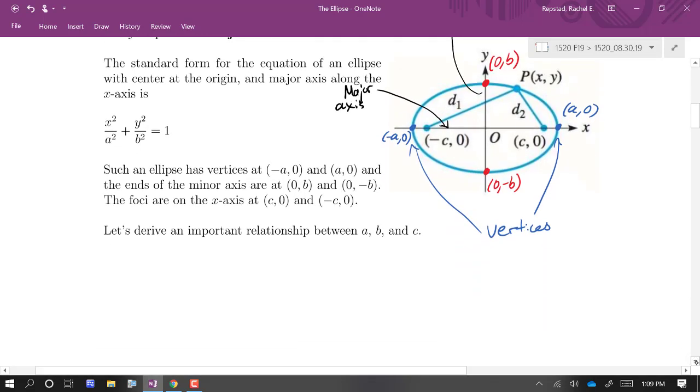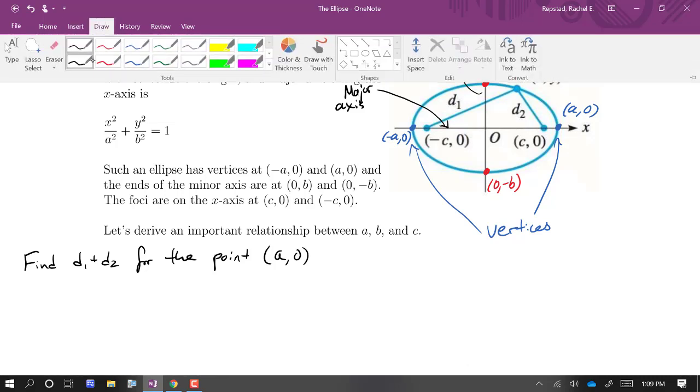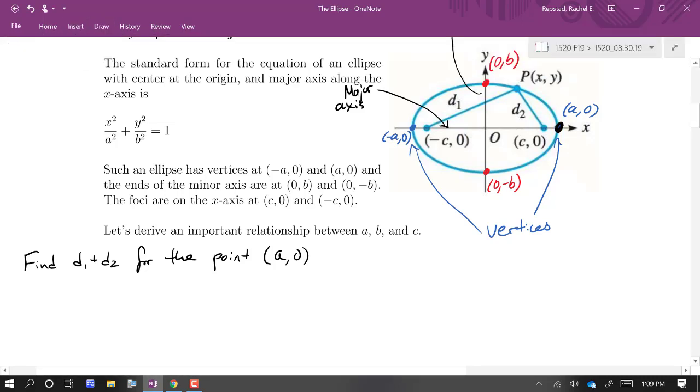So first, we know what makes something a point on the ellipse: the sum of the distances between that point and the 2 foci is always the same. So let's examine a point. Let's find d1 plus d2 for the point (a, 0). And so this point right here.